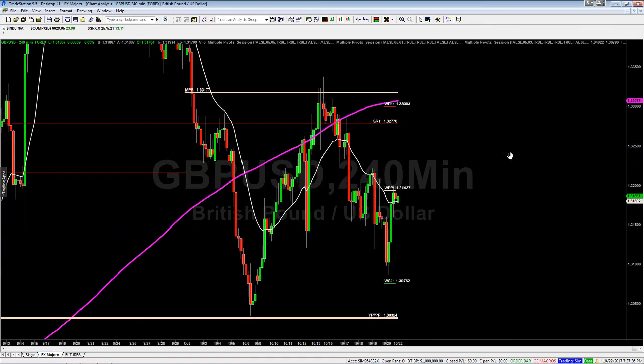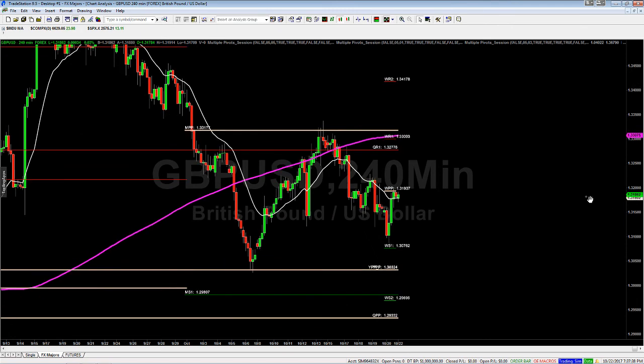Pound dollar. Pound dollar is below the 200 period moving average. Price has come up and is currently testing the weekly pivot. I have a bearish bias right now as long as price remains below the weekly pivot.